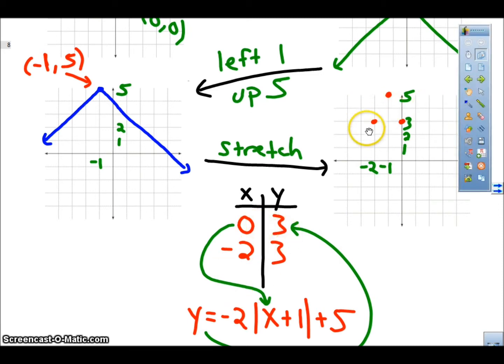To the left, I will choose x equals negative 2. So here I've selected negative 2 for x. Let's go through the same process. We'll plug in negative 2 for x. Negative 2 plus 1 is negative 1. The absolute value of negative 1 is positive 1. 1 times negative 2 is negative 2. Negative 2 plus 5 also gives me 3. And so we get negative 2 comma 3. I plot that point. Right?